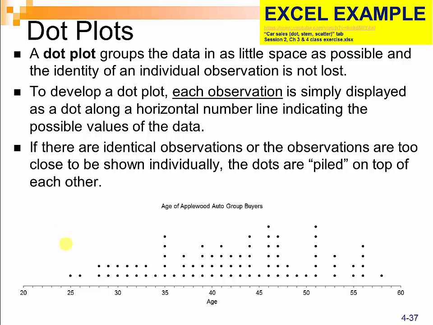But looking here, we can see the youngest age of an auto buyer at Applewood Auto Group. We can quickly see that it's 25, and the oldest buyer was 58. If you want to look further, you can see the video here on how to do a dot plot using Excel and Megastat.